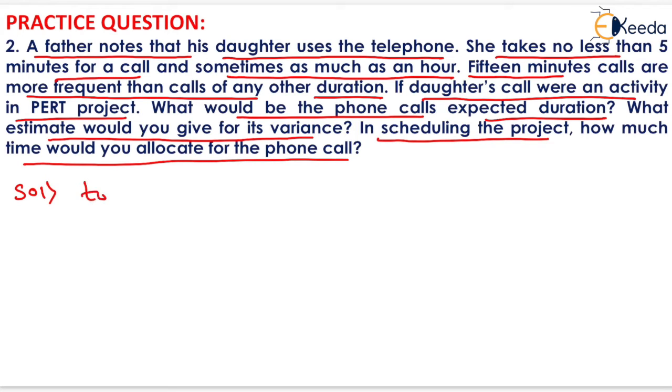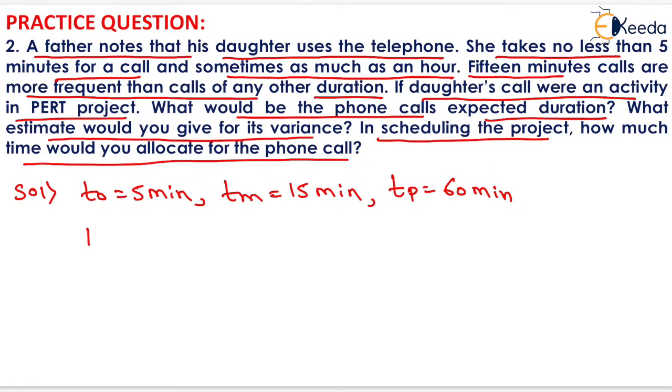We have the optimistic time equal to 5 minutes. We have the most likely time equal to 15 minutes. And we have the pessimistic time equal to 60 minutes. Now we can calculate the activity time. That is our first question.